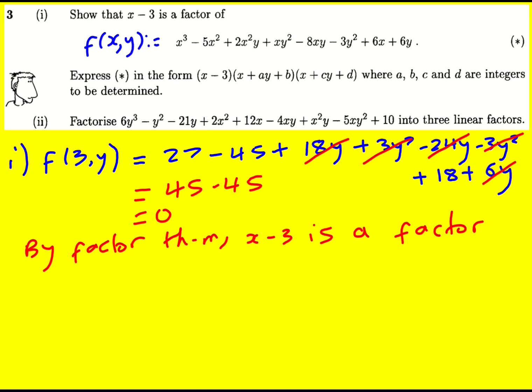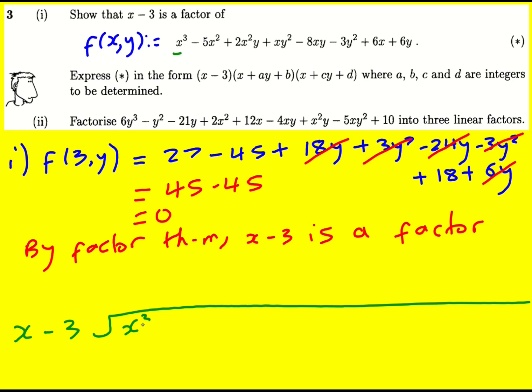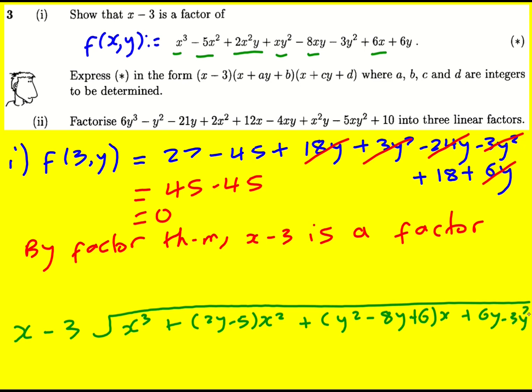Now to factorize it, we can do polynomial division. So x minus 3 into this entire expression star. The only thing I'd say is basically group the x squared terms. So I'm going to get 2y minus 5, lots of x squared. And then the x terms: this one, this one, and this one. So it will be y squared minus 8y plus 6, lots of x. And I'm left with 6y minus 3y squared.